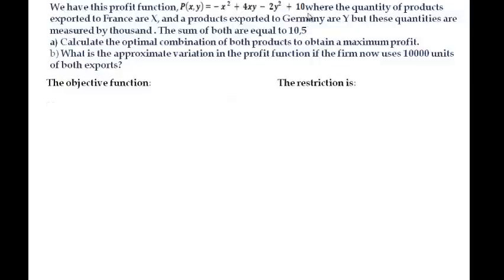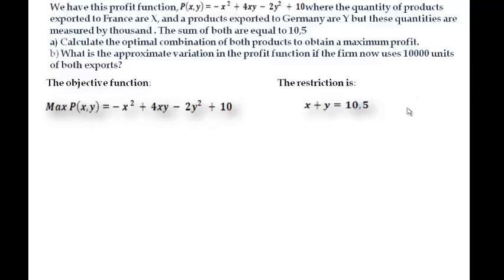We have this profit function, where the quantity of products exported to France is X and the products exported to Germany are Y, but these quantities are measured in thousands. This is important data, and we need to take it into account when writing the final solution. The sum of both is equal to 10.5. This is our restriction: X plus Y equals 10.5. A. Calculate the optimal combination of both products to obtain a maximum profit.